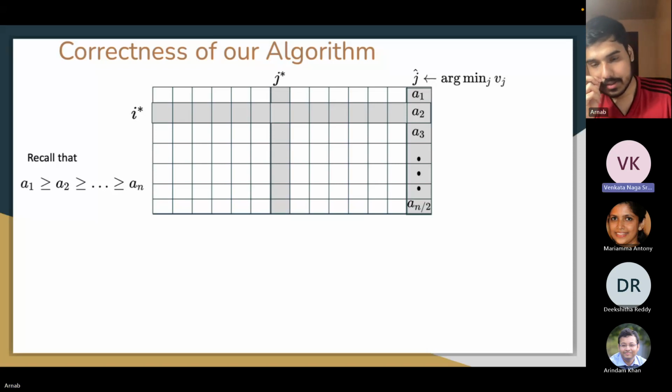Okay. So my question was, we use this fact that the support of x star is equal to the support of y star crucially, right?